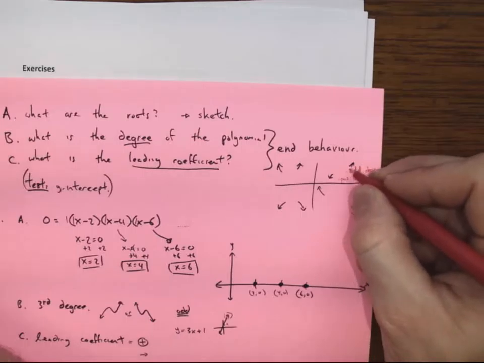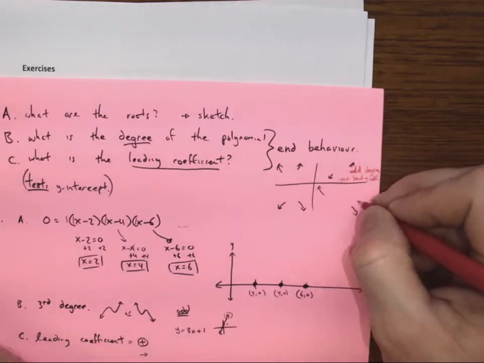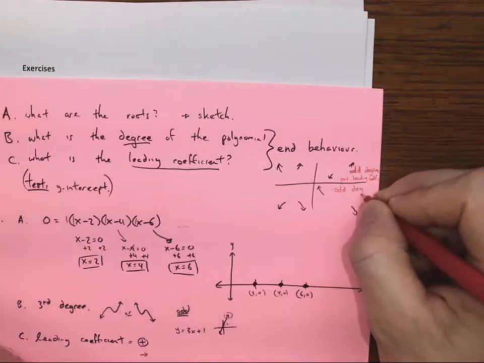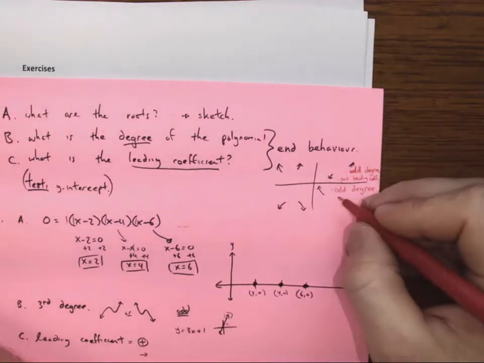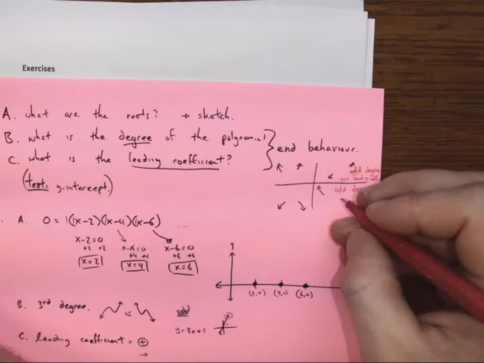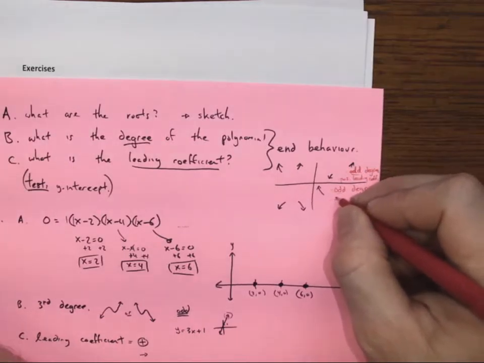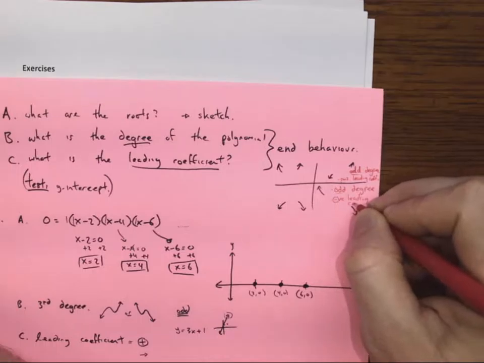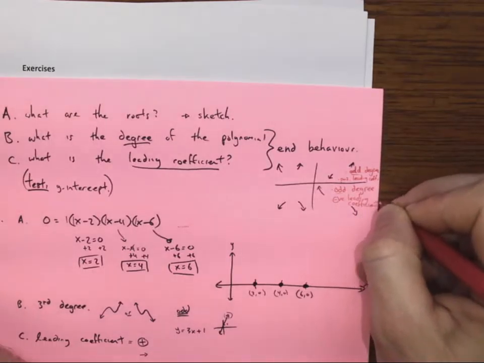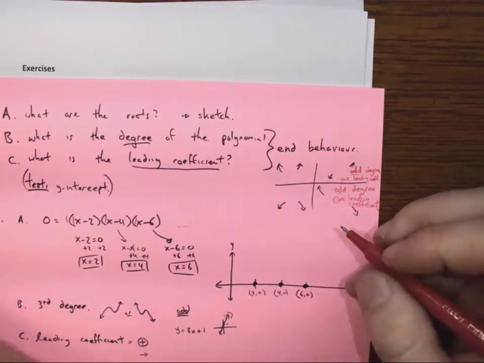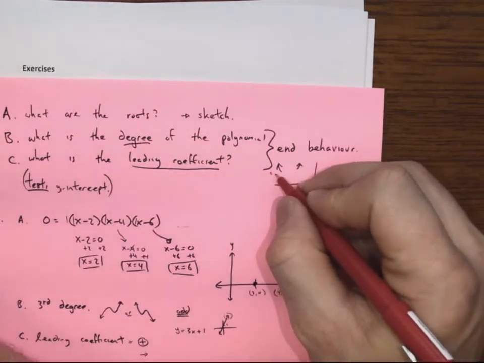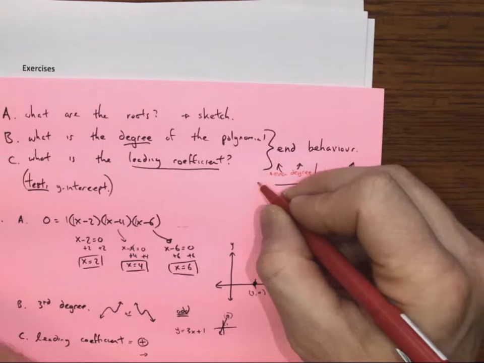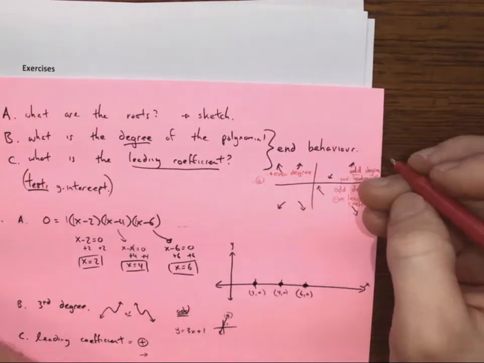And this is the opposite, if that's a reflection. So this would still be an odd degree, meaning they point in opposite directions because they're odd. However, we would have a negative leading coefficient. This means we have an even degree and a positive leading coefficient.